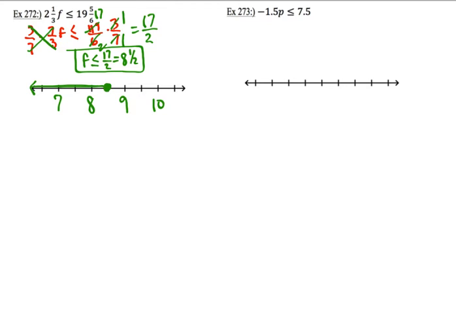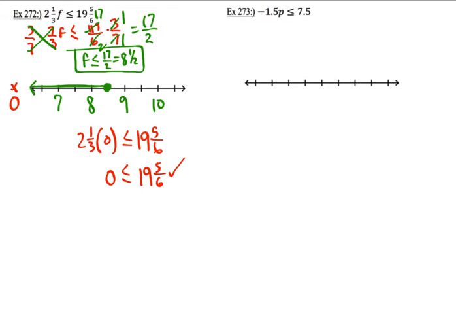Because we are going in this direction, 0 is one of my numbers, and I like the number 0. It is so easy to multiply by. So 2/3 times 0 is 0. 0 is less than 19 5/6 is true.